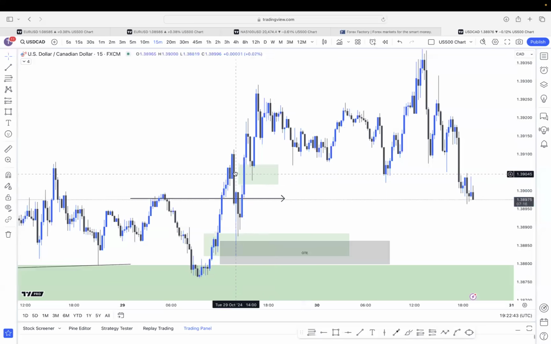Okay, so this is an entry. Not only have we got that, we've got a breaker block. So this is a unicorn model. We spoke about these levels before. So it's a unicorn model where you could be looking to enter in.